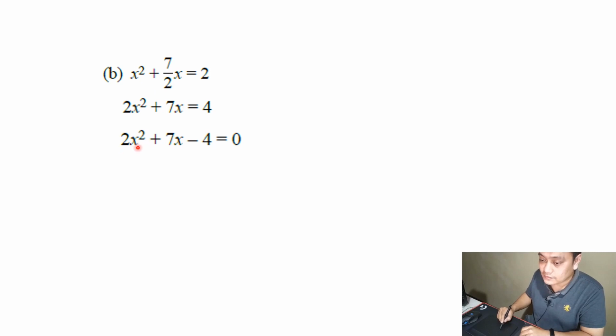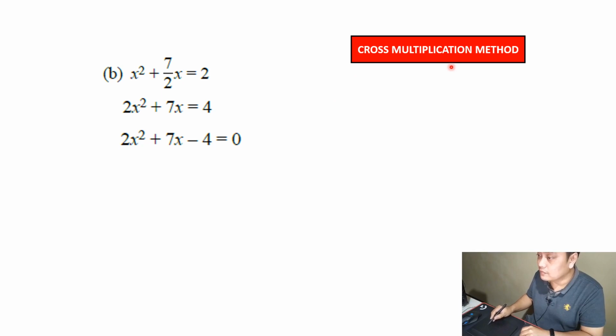Okay, 2x squared plus 7x. You move this number 4 on the right hand side to the left hand side, you will get 2x squared plus 7x minus 4 equals 0, and this is written in general form. Then you can perform cross multiplication method.